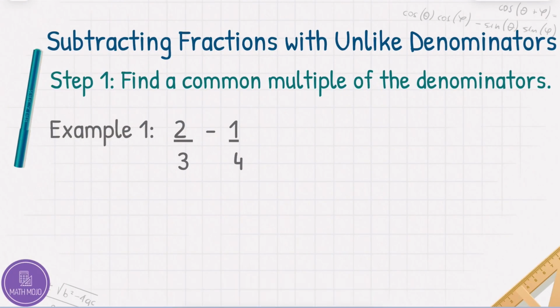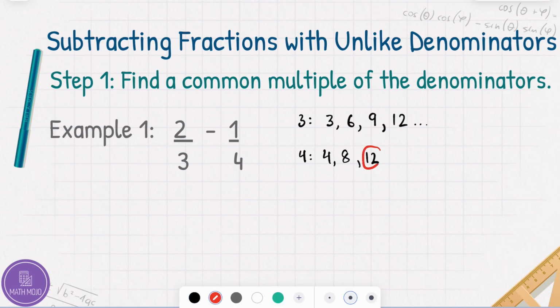Okay, now we're going to be subtracting fractions with unlike denominators. So our step 1 is also to find a common multiple of our denominators. Over here we have 2 over 3 minus 1 over 4. So we're going to start off with the 3, and we're going to find the multiples. So we have 3, 6, 9, 12, and so on. And now for our 4, we have 4, 8, 12, and as you can see, we've already hit our common multiple. We have a 12 here and a 12 here.